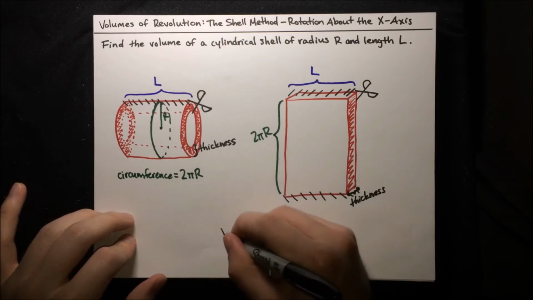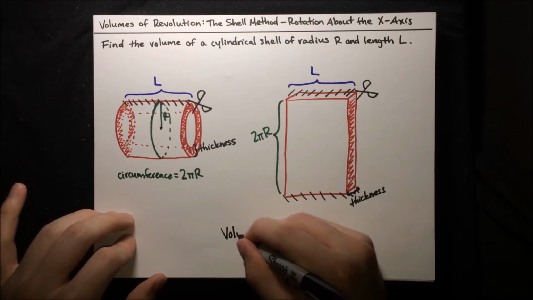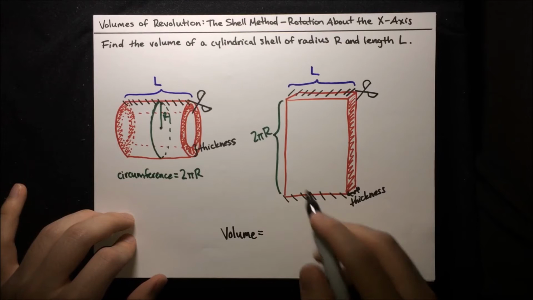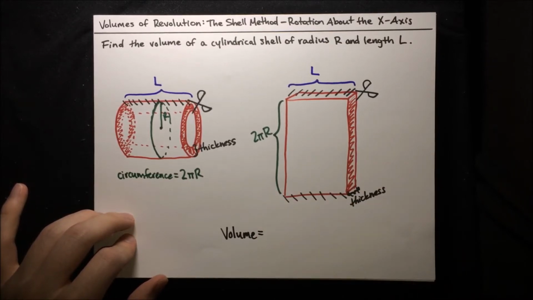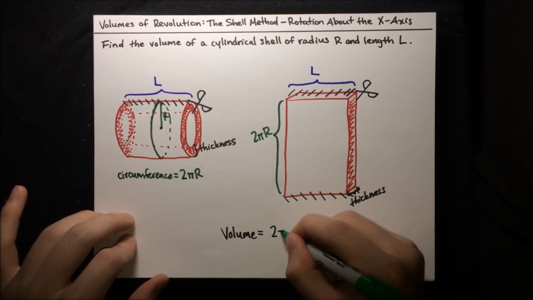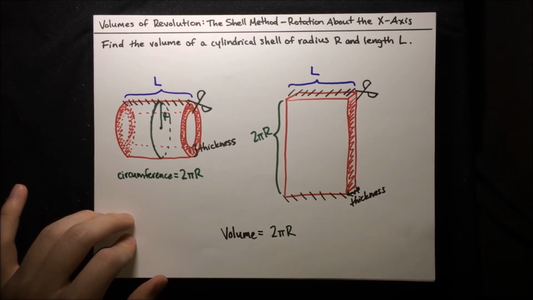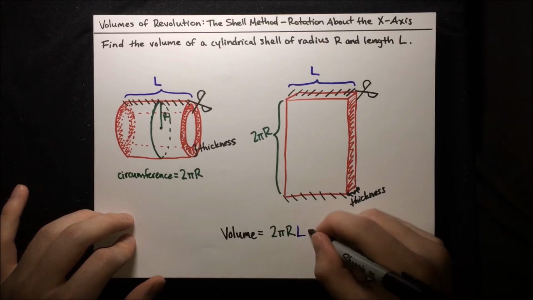The volume of the cylindrical shell then just comes from multiplying all these dimensions together. So volume is just 2 pi r times L, length, then times the thickness.